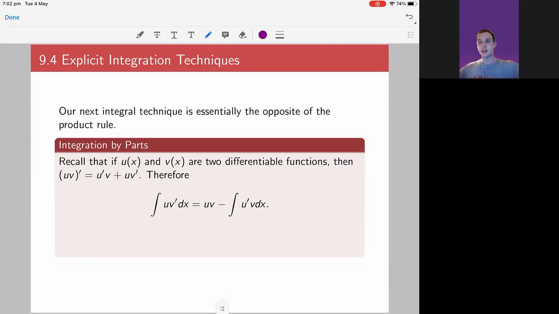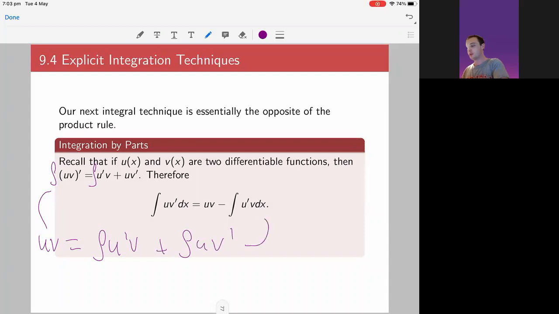So yes, if you integrate both sides of this equation, you get uv equals the integral of u dash v plus the integral of uv dash. And so if you rearrange this equation, you get precisely this expression here.